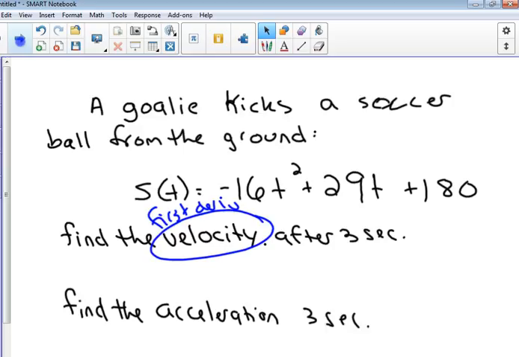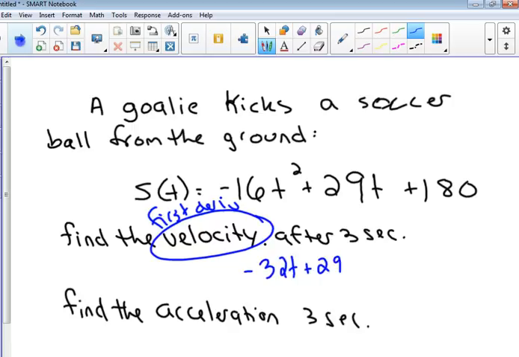Okay, sorry, guys. All right. So velocity is the first derivative. Kayla, that was good. You knew that. So negative 32t plus 29. When you do your first derivative, if you want it after 3 seconds, you plug the 3 in for the t. You got negative 67? Good. So this is decreasing, with the negative, that's what that means. Good.